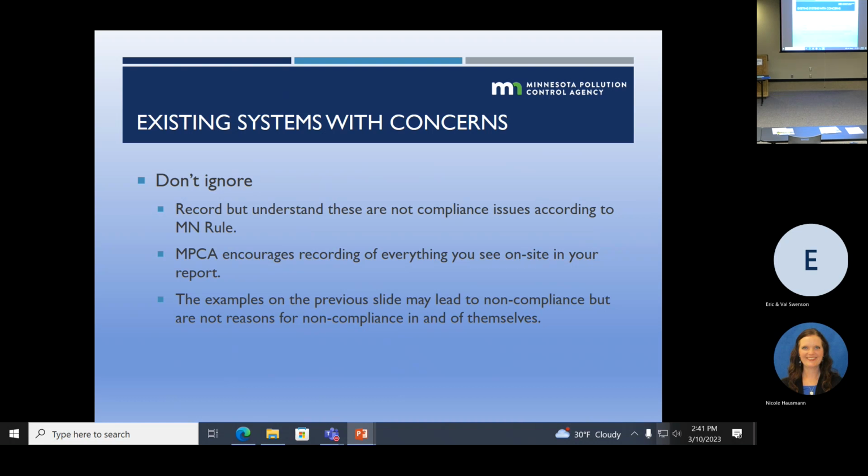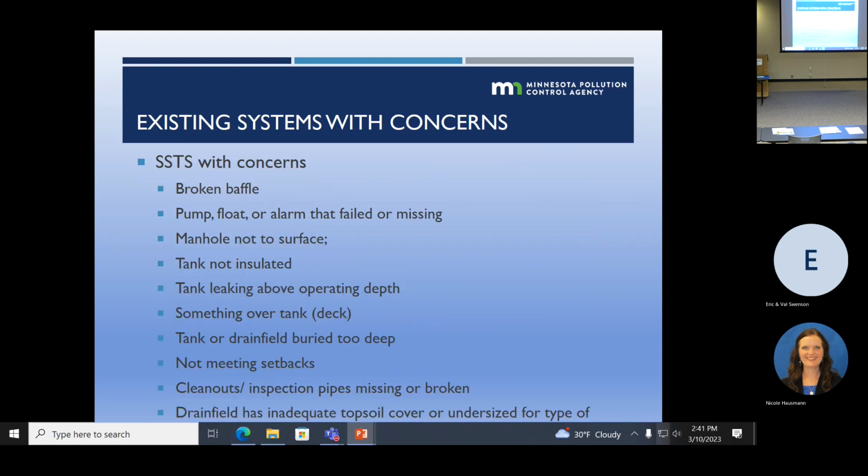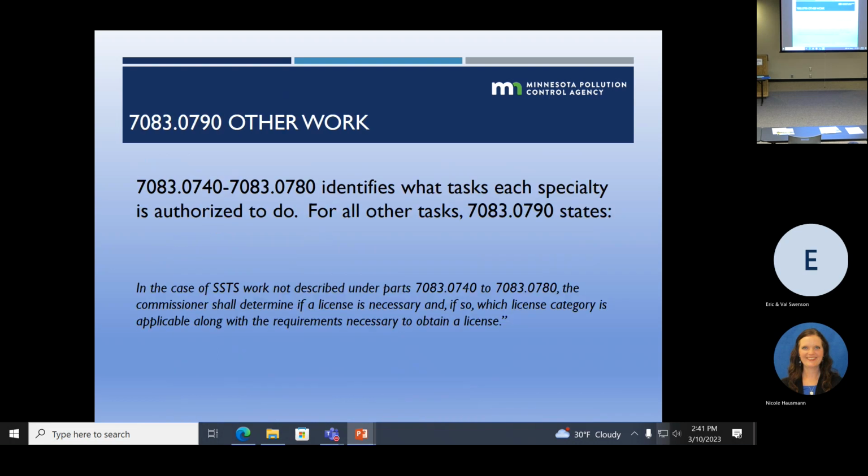But again, document all those things, but those things on their own are not reasons for non-compliance. They can lead to non-compliance, but they are not non-compliance on their own.